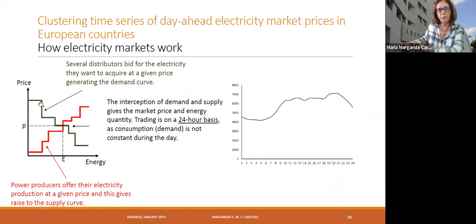The day-ahead market prices are obtained by the encounter between the demand and the supply. So we have here the power producers offering the electricity, and we have here the demand, and they can see the intersection of demand and supply, and this gives the market price of the energy. So this market works on a 24-hour basis. And of course, these prices vary since consumption and production are also not constant during the day.